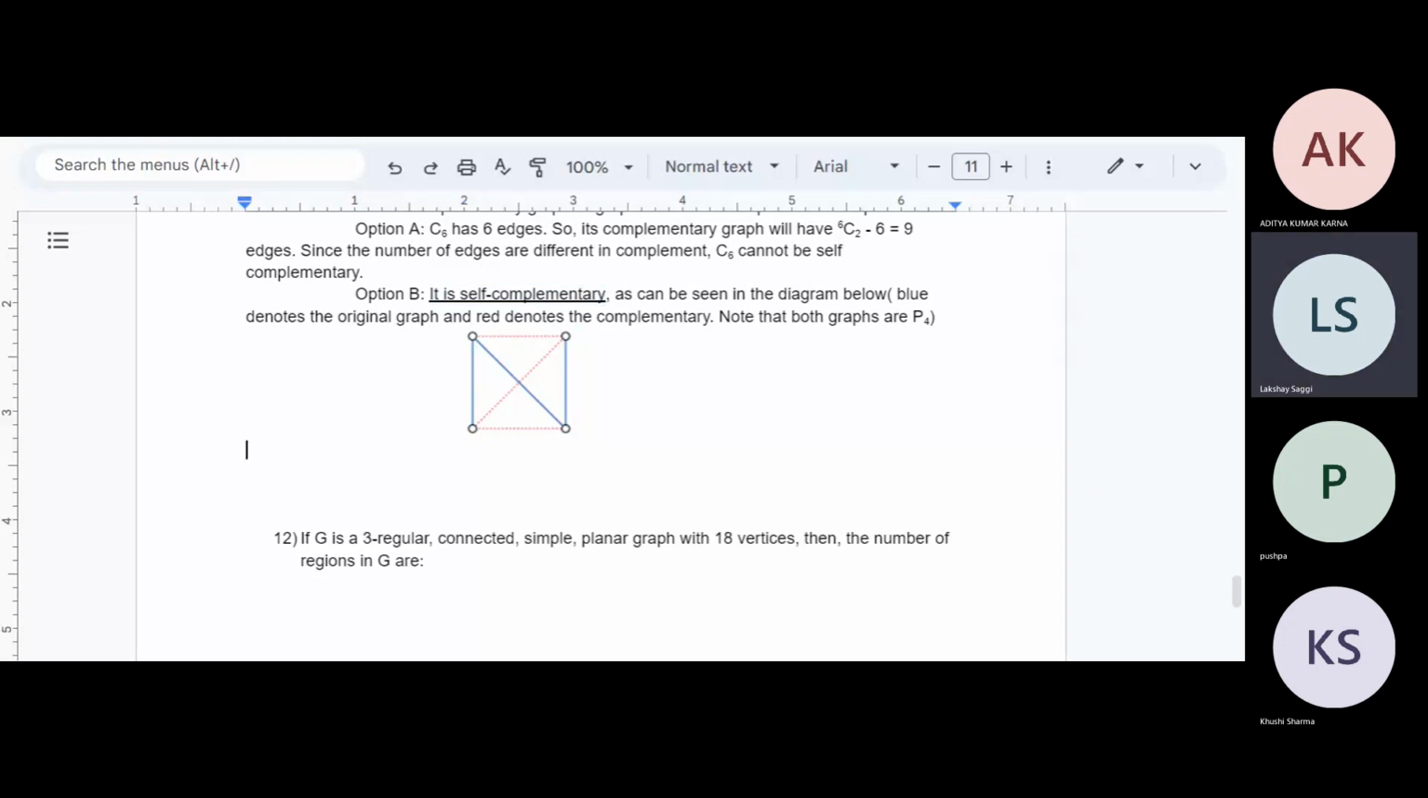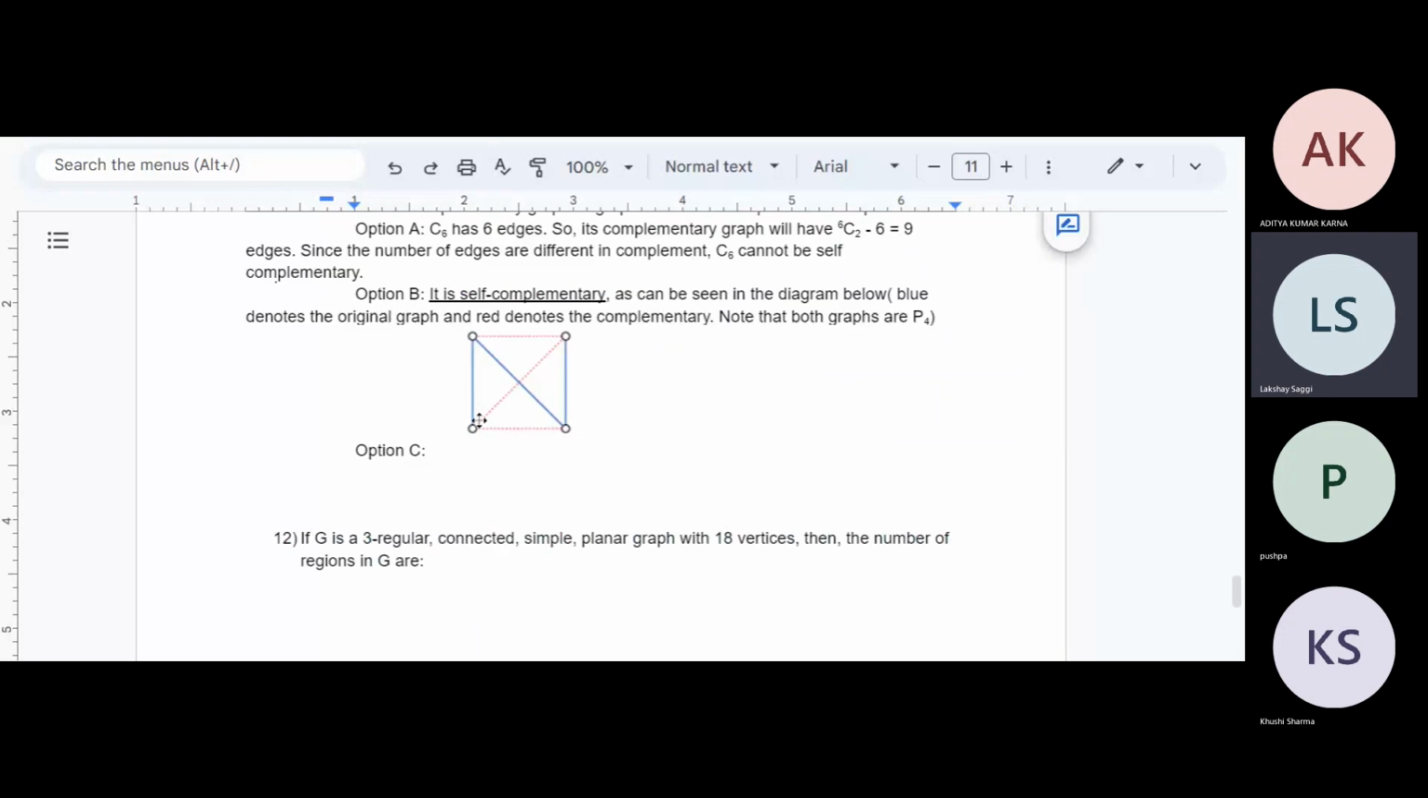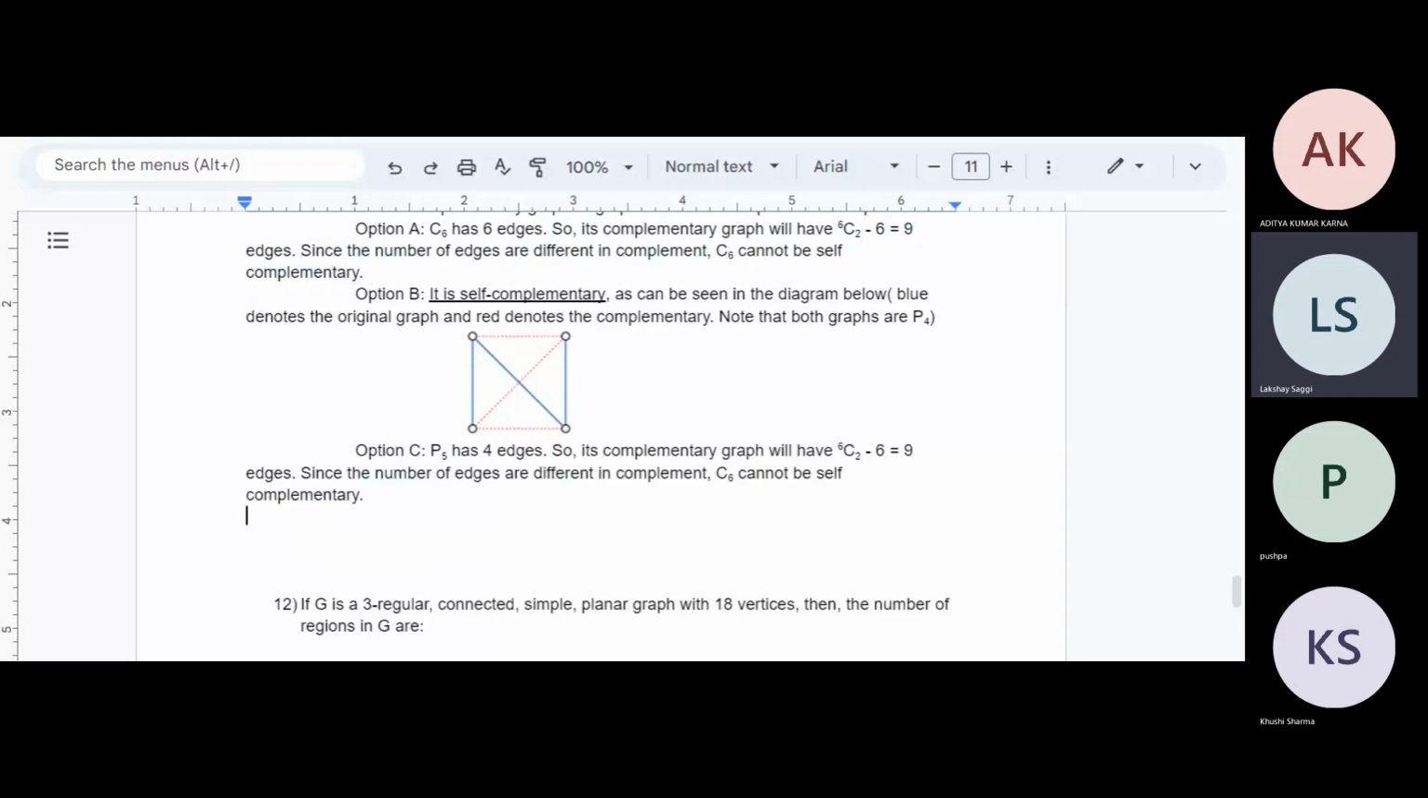So now let's come to option C. Option C here is P5. Again, we can use the number of edges argument to show that it is not self-complementary. How can we show it? P5 has 4 edges, right? So its complementary graph will have 5C2 minus 4 edges, which will come out to 5 times 4, 10 minus 4, which is 6.